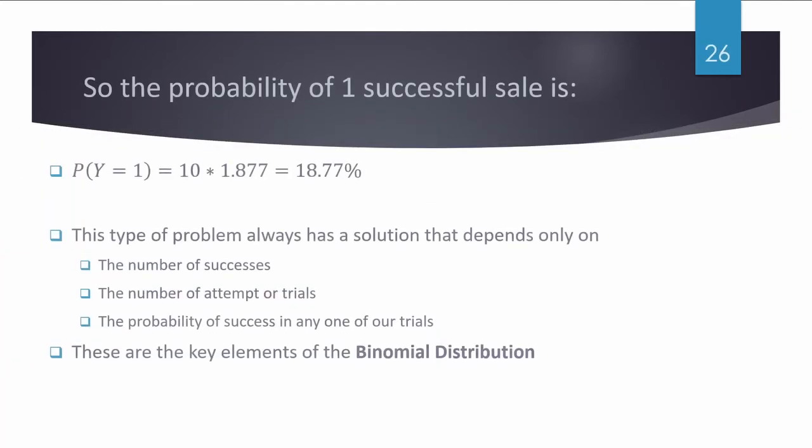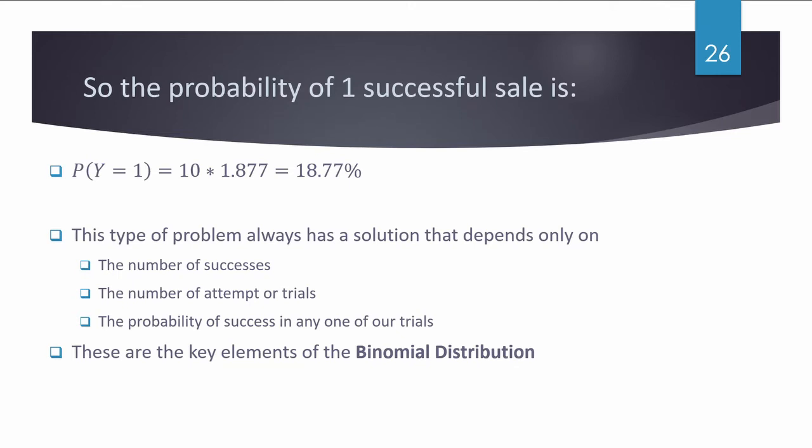Which means that to calculate the probability that I make exactly 1 sale out of 10 attempts, it is simply 10, the number of ways I could possibly make exactly 1 sale out of 10 attempts, times the probability of each one of those individual events occurring. So this turns out to be 18.77%. That is, before she goes to bed, she says, I'm going to make exactly 1 sale tomorrow. What are the chances that actually happens? If she meets 10 clients, there's an 18.77% chance that actually happens.